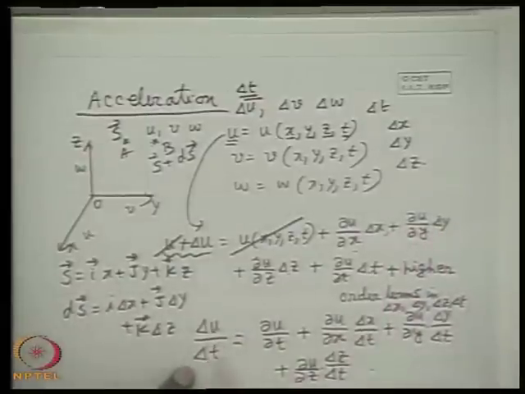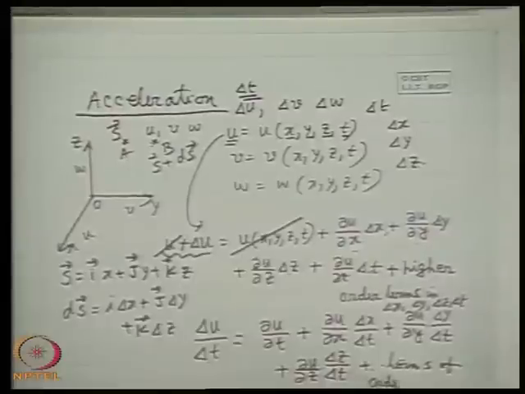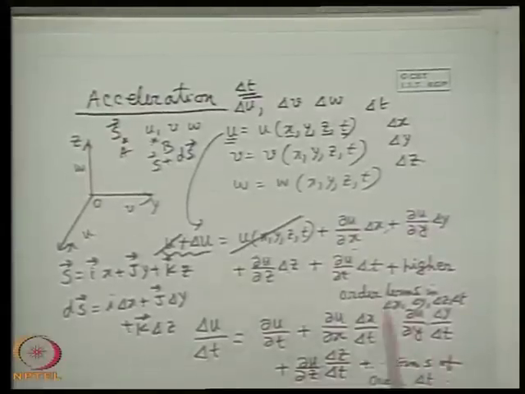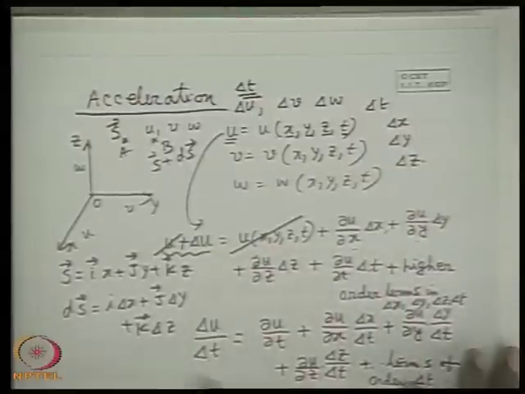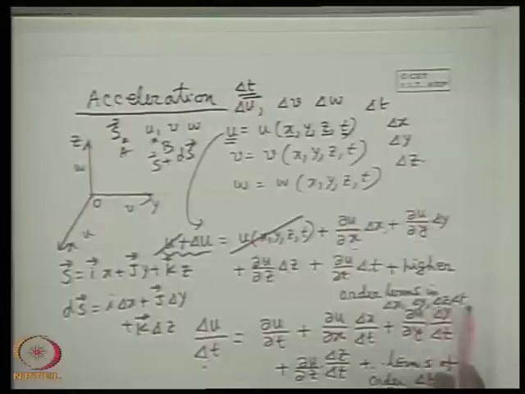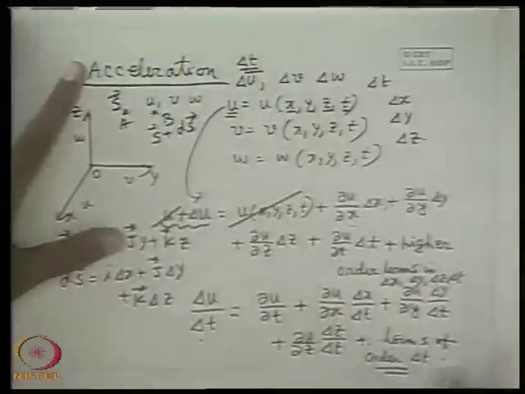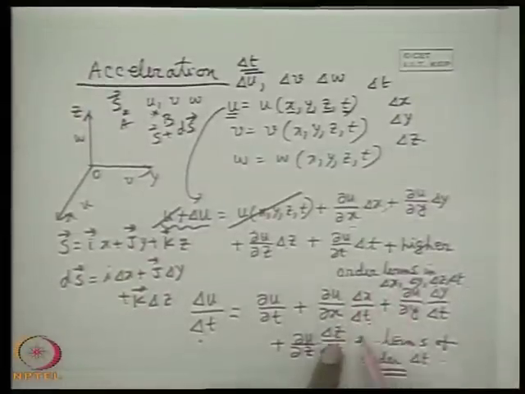So, therefore, when you divide by delta t, the higher order terms will be of order delta t and more. So, automatically when you take the limit as delta t tends to 0, these terms will become 0. The higher order terms in delta x, delta y, delta z, delta t will automatically go down to 0. Here, the first order term will not go down to 0. Any term like delta x whole square by delta t, the limit will be 0 as delta t tends to 0.